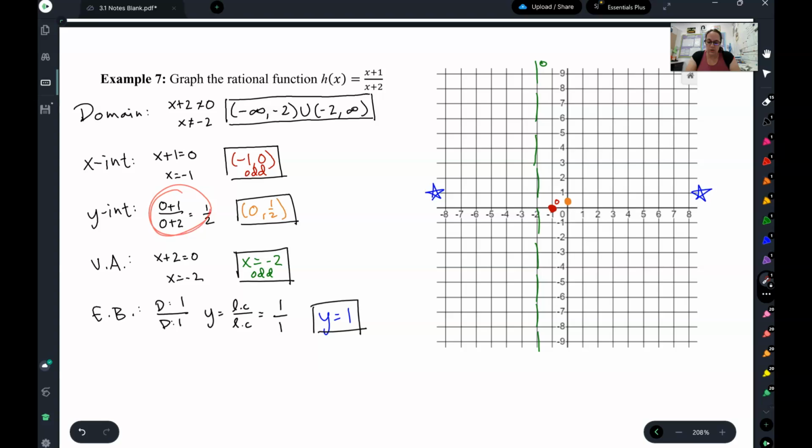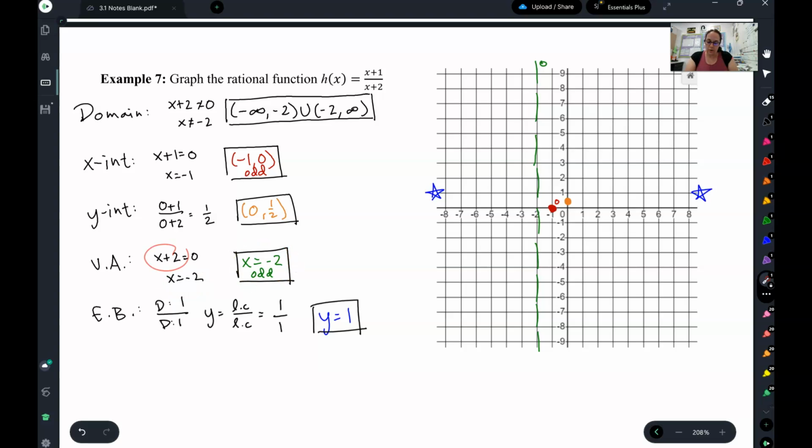Y-intercept, plug 0 in. So I plugged 0 in and got 1/2, write it as a point, graph it on the y-axis. Vertical asymptotes, we need to check to see if we can reduce first. There is nothing in here that cancels on top and bottom, so it doesn't reduce. So I take the denominator, set it equal to 0, and I got -2.